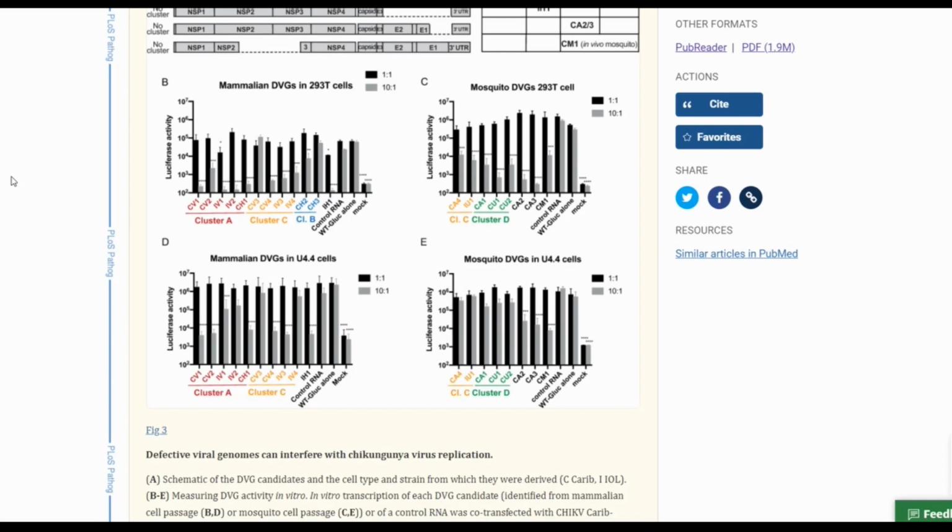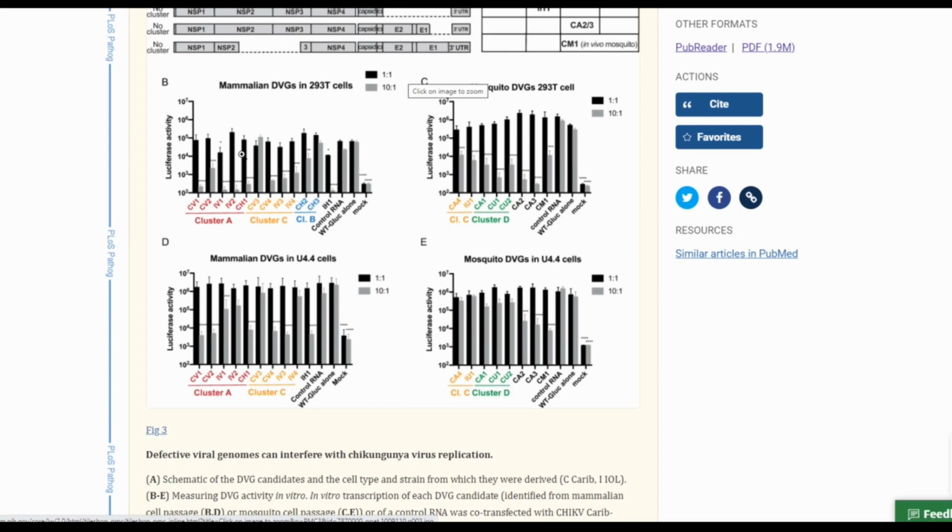To see whether the 20 DVGs actually interfered with replication of wild-type virus, the authors transfected mammalian cells with a 1-to-1 ratio of an RNA encoding a DVG and an RNA encoding a full-length fluorescently tagged wild-type chikungunya virus, so they could monitor the presence of the wild-type virus by fluorescence microscopy at various time points.